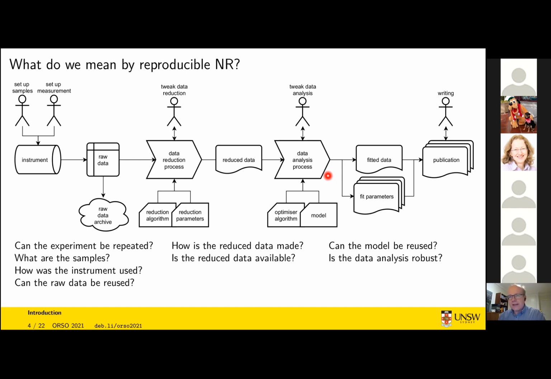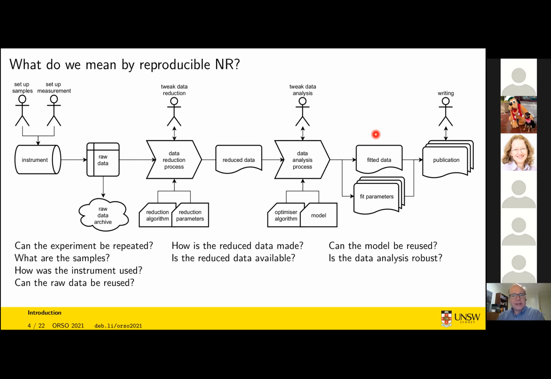So what actually goes on in that analysis step is often a fairly scary black box, and often the details are poorly reported. So we'll unpack those statements a little bit in a minute. The artifacts coming out of the analysis are some fitted data and some fit parameters, some of which end up getting published inside the final publication.